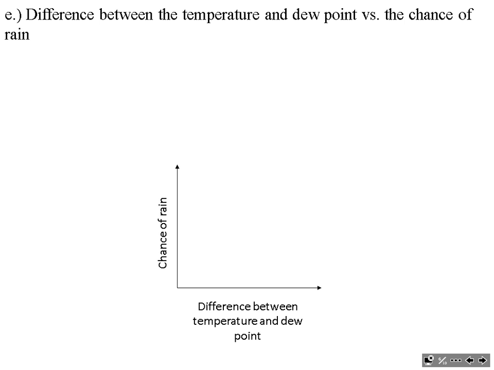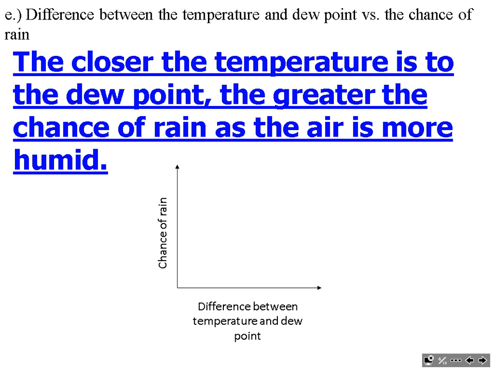Our fifth relationship is the difference between the air temperature and dew point versus the chance of rain. The closer the temperature is to the dew point, that means you have a smaller difference. So that means you're going to have a greater chance of rain as the air is more humid. As soon as the temperature and the dew point start getting close together, that means your relative humidity is increasing, which is going to increase your chance of precipitation.